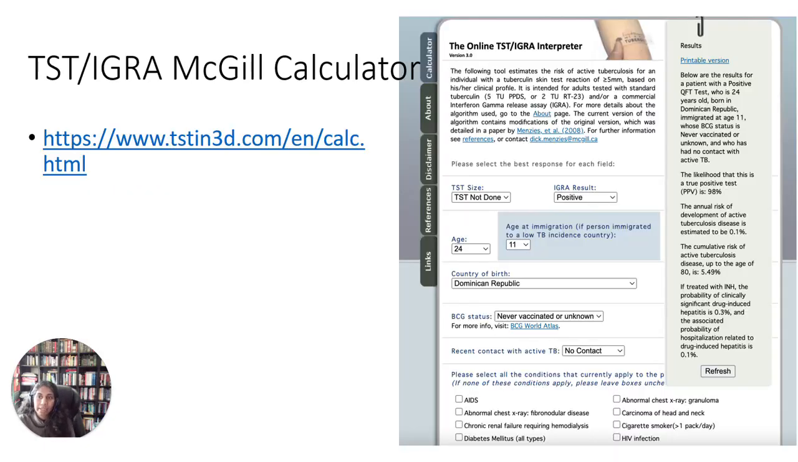So this is a nice calculator that comes from McGill University in Montreal.